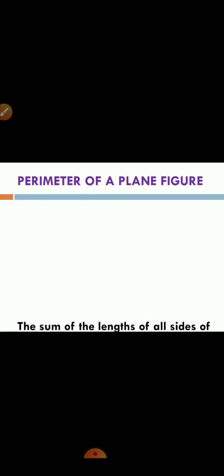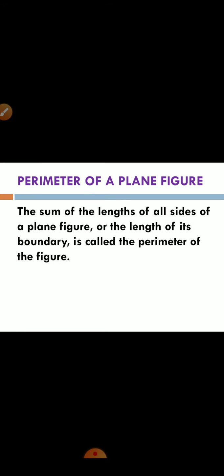So what is perimeter? It is the sum of the lengths of all sides of a plane figure, or the length of its boundary is called the perimeter of the figure. Means when we are adding the boundary, or taking the total calculation of the boundary, then we can say that is the perimeter of the figure.